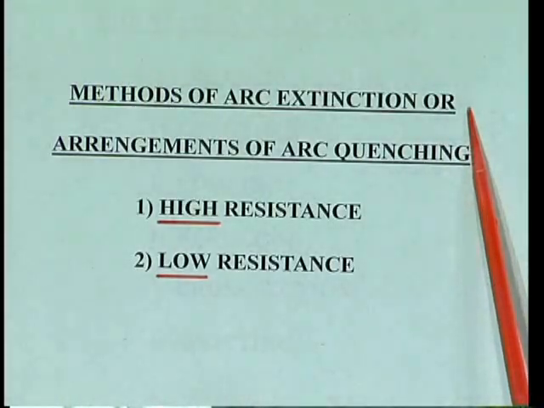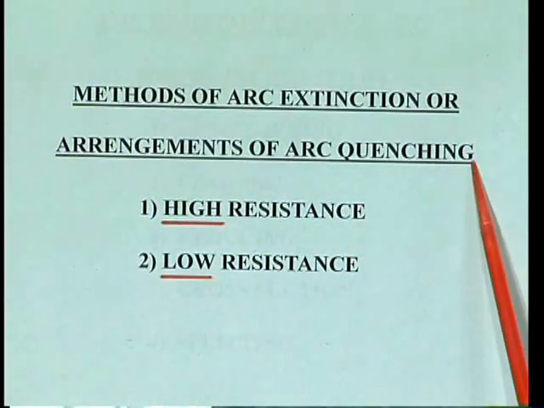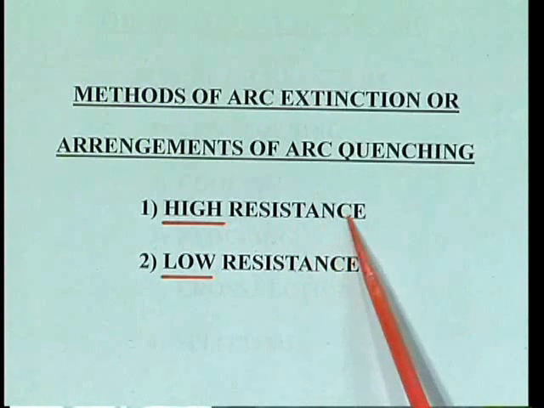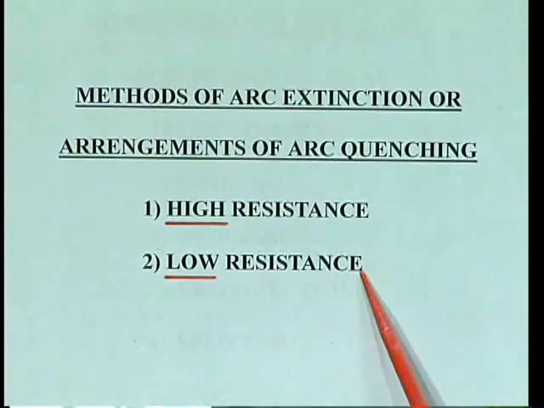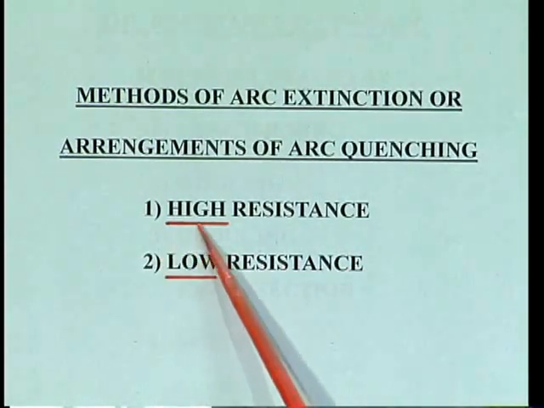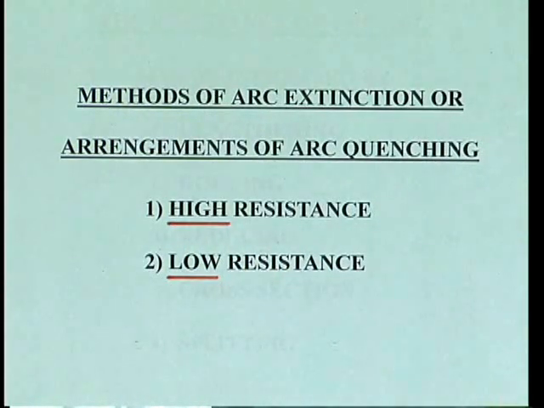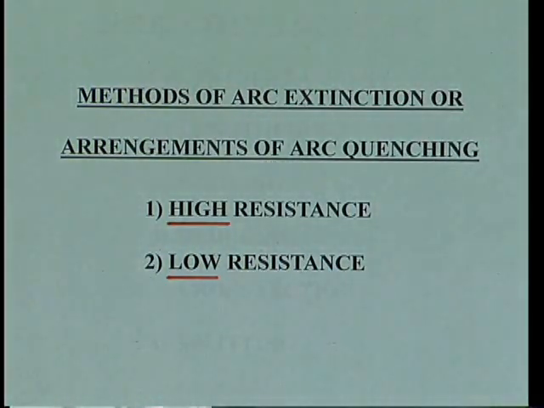Methods of arc extinction or arrangements of arc quenching. First one is the high resistance method, second one is the low resistance method. Now we will see the high resistance method of arc quenching. In this method, the resistance is made to increase with time. That means the resistance of the arc increases so that the arc current is insufficient to flow across the gap. Therefore the arc current is interrupted, so the arc is extinguished.